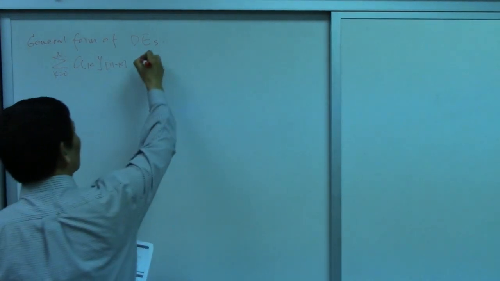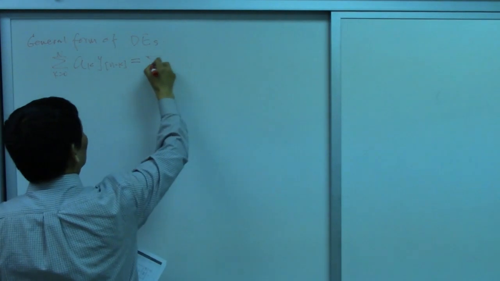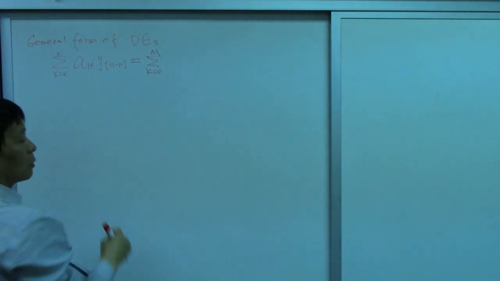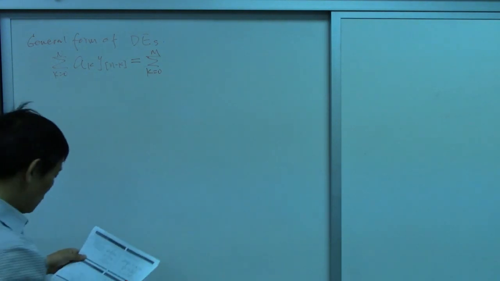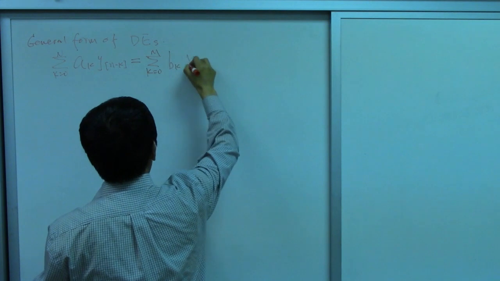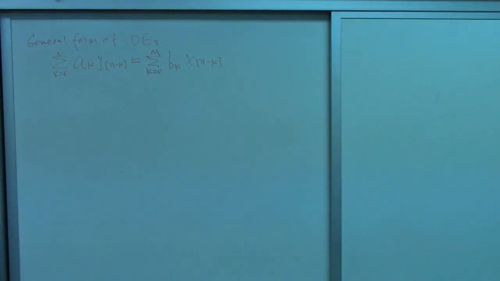On the right hand side, similarly, will be the linear combination of the input. So that will be k from 0 to capital M. This M can be equal to N, but not necessarily. And bk times xn minus k. So this is the general form of the difference equation.